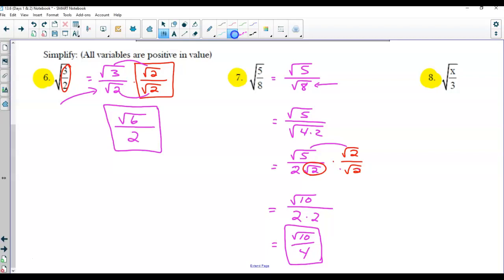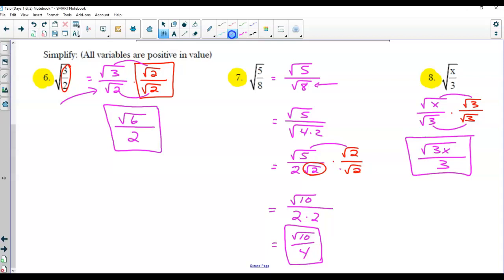All right? Number 8. Well, that's really looking at the square root of x over the square root of 3, because x over 3 doesn't reduce. I need to extract my square root out of the denominator, so I multiply both top and bottom by the same thing, so it's 1. And that is the square root of 3 times the square root of x. That's the square root of 3x over the square root of 3 times the square root of 3. That's just 3. Boom, done.